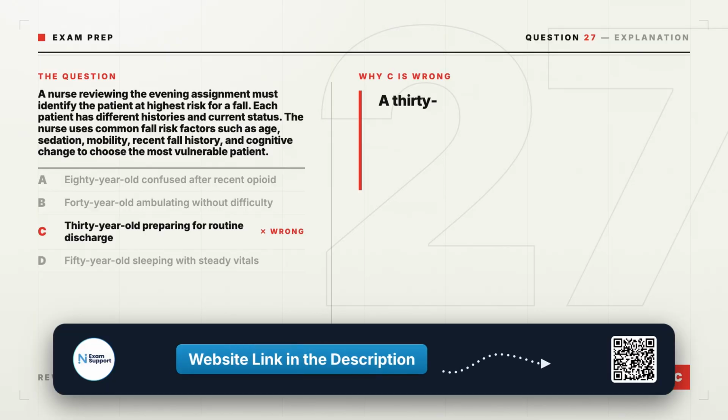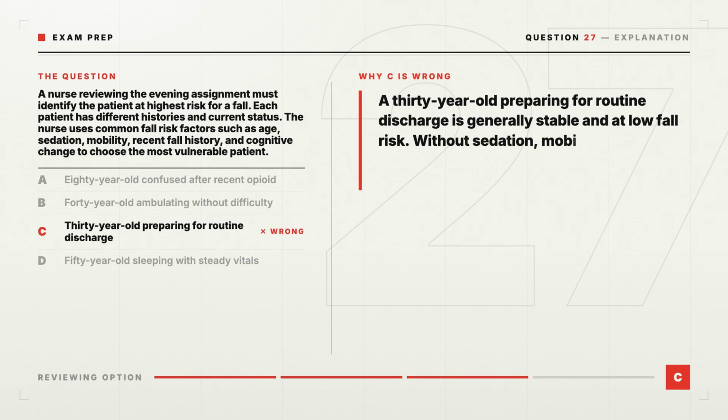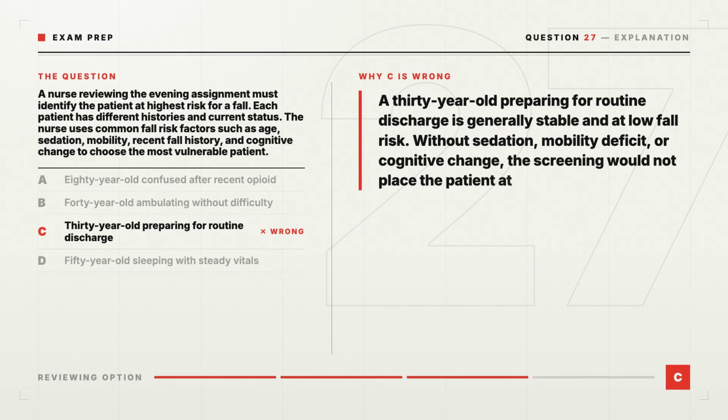C is wrong because a 30-year-old preparing for routine discharge is generally stable and at low fall risk, without sedation, mobility deficit, or cognitive change. The screening would not place the patient at high risk.